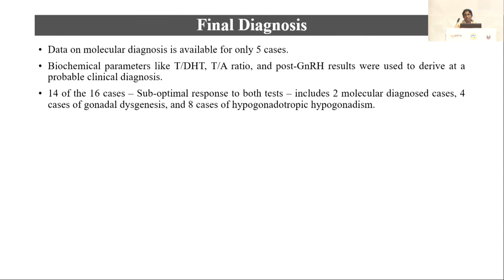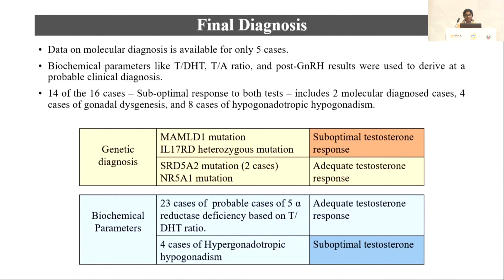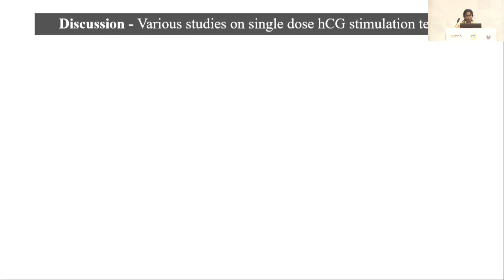The final diagnoses were not available in all the patients. Only 5 had molecular diagnosis data, and the biochemical parameters like ratios and post-GnRH results were used to arrive at the clinical diagnosis. So, of the 16 cases who had suboptimal response to both tests, 14 had hypogonadism, contributed to by 2 molecular cases, 4 due to gonadal dysgenesis and 8 because of hypogonadotropic hypogonadism. So the 2 genetic mutations were MALT1 mutation and IL1RD heterozygous mutation. In addition, the 5-alpha reductase cases, both genetically and also based on ratio, showed adequate testosterone response.